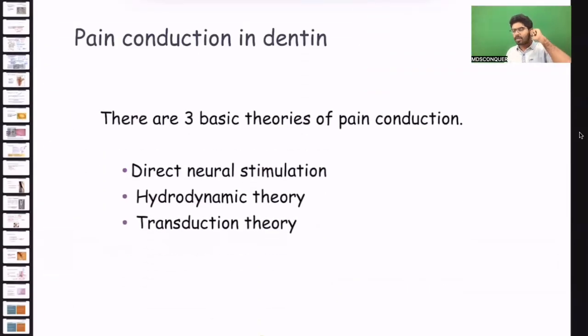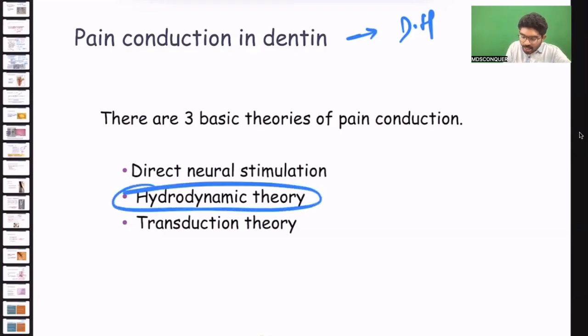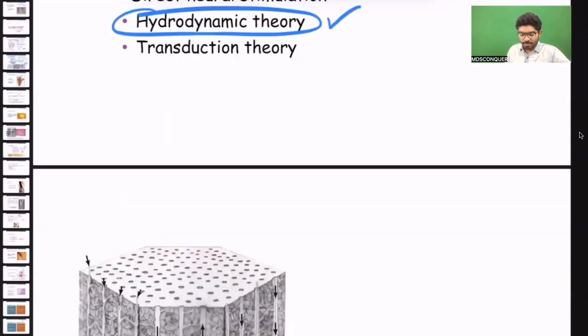Coming to pain. Okay, what is this pain in dentin called as? Pain in dentin is called as dentinal hypersensitivity. And which theory is explaining this dentinal hypersensitivity? Best theory to explain the dentinal hypersensitivity is hydrodynamic theory. So you have 3 theories, but the most accepted theory is hydrodynamic theory.